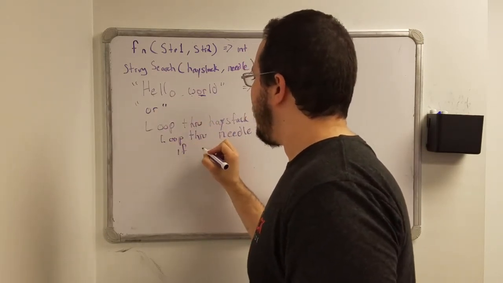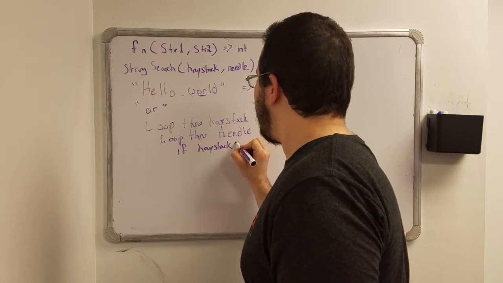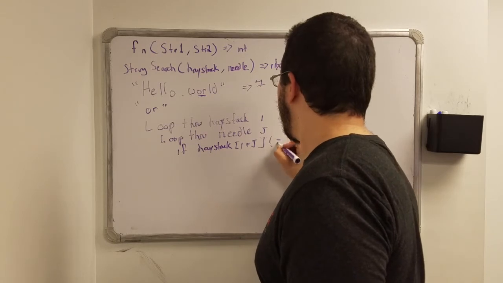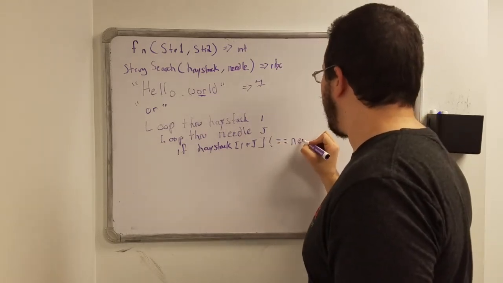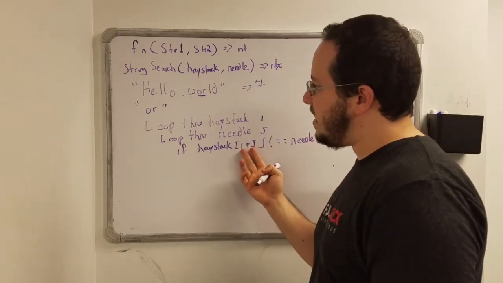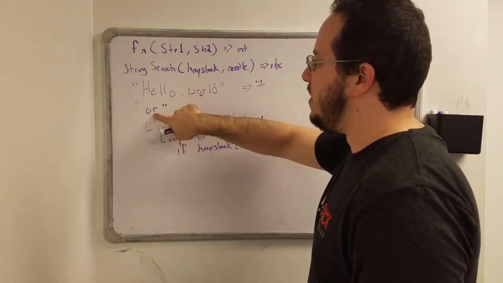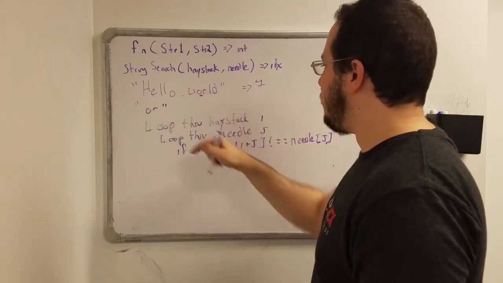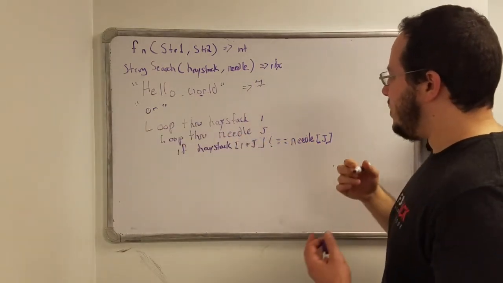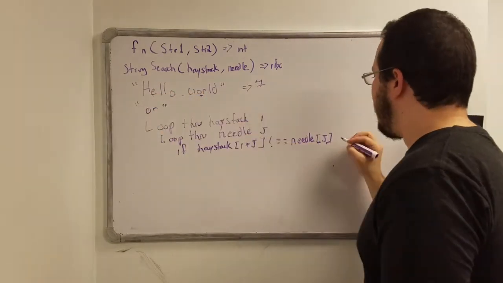If the haystack at I plus J does not equal the needle at J. Now I do I plus J here because when I do have a hit, I need to increment them both. So this would be +1, so that would be +1 here too. So that's why I need to keep track of both of them. And I'm looking at the needle only at that iteration. So if they're not the same, I can just break out of this loop and go to the next iteration. Like, oh, these are not the same, go to the next. So here we break.